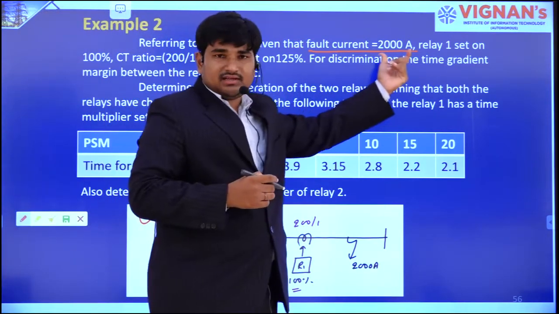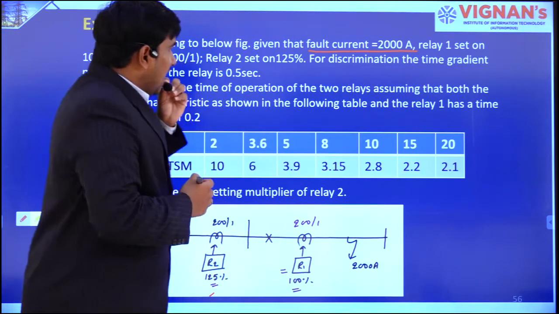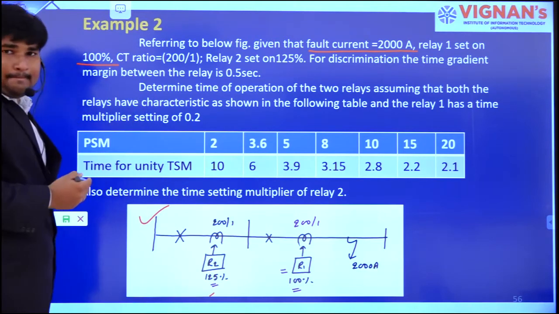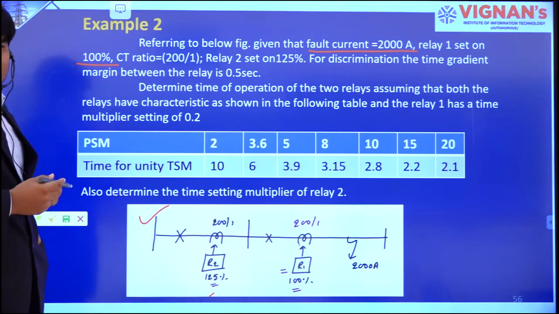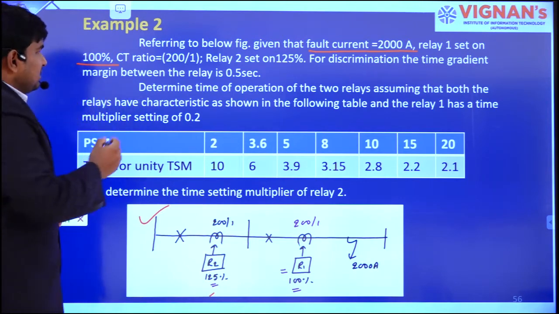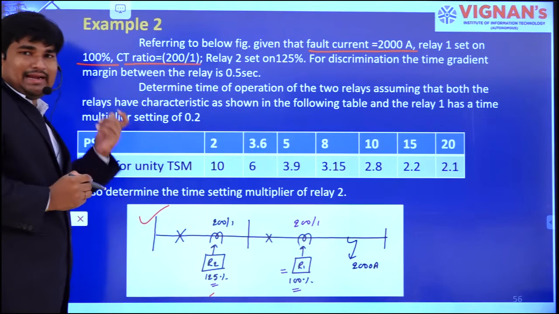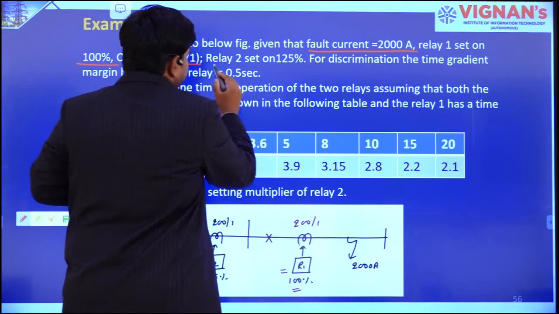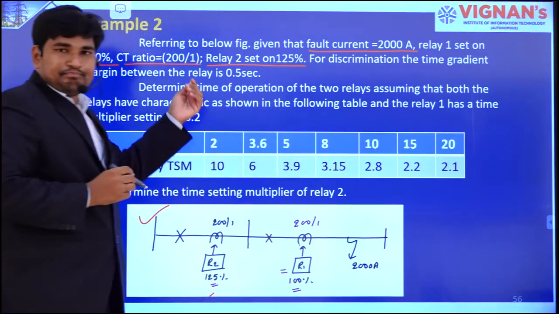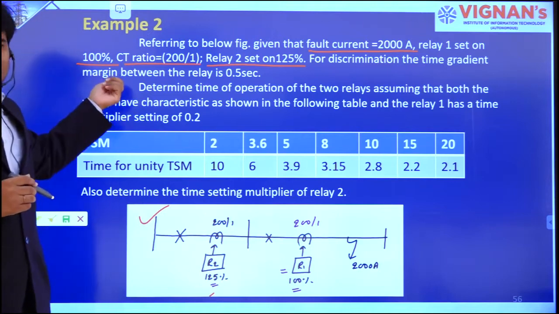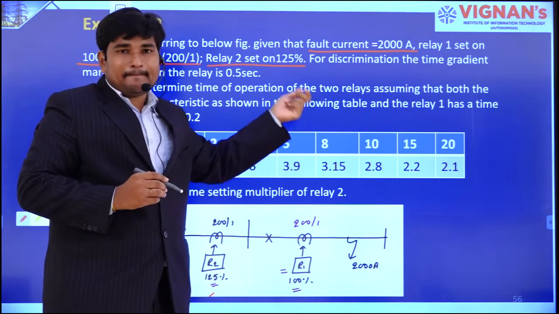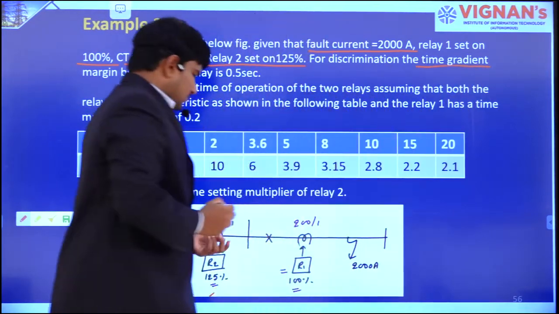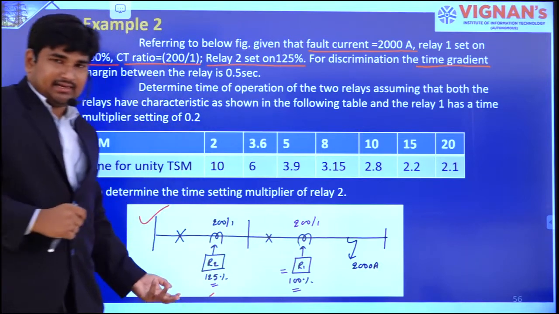So with 2000 amperes of fault current, relay 1 is set on 100%, that means the pickup percentage of current setting, and the CT ratio of relay 1 is 200 amperes by 1 ampere. For relay 2, the percentage of current setting is 125%, and this is for discrimination of time, for providing a time gradient.